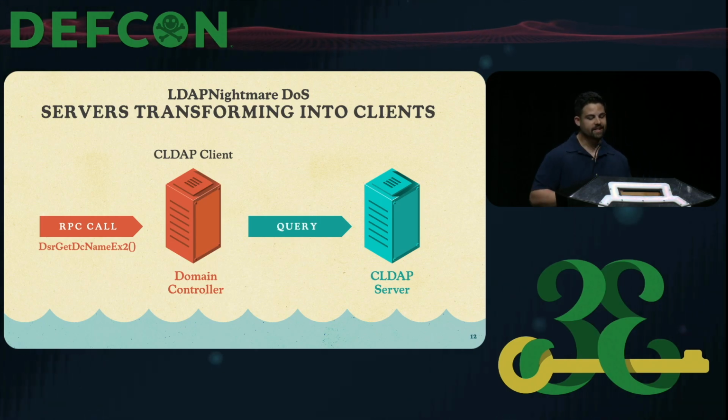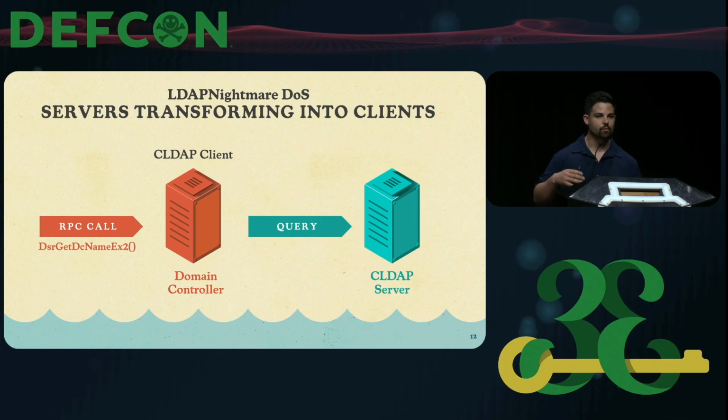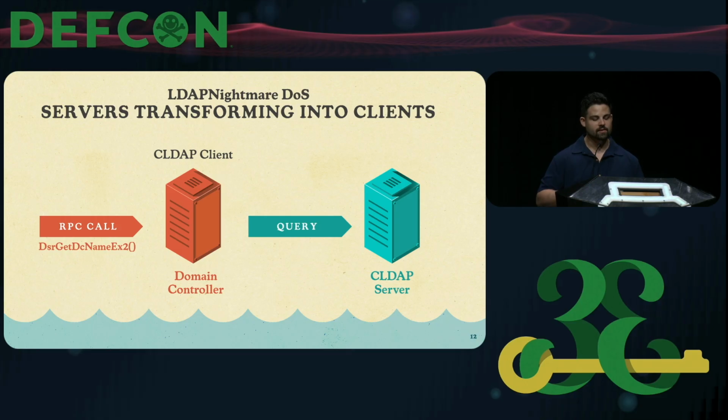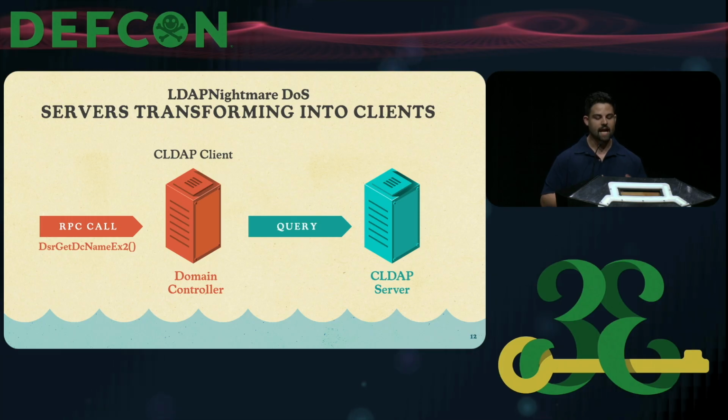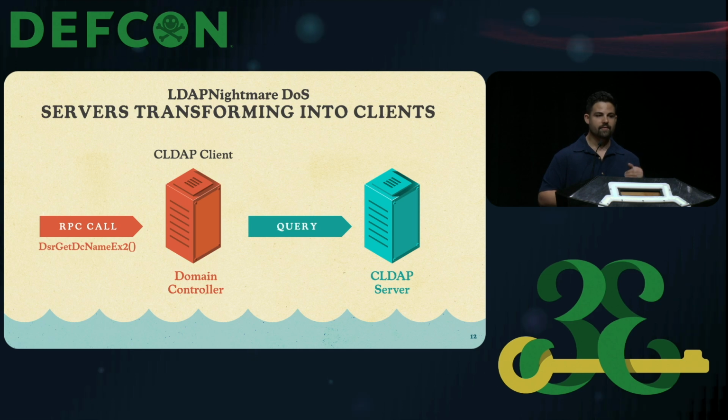Our research revealed that domain controllers can be turned into LDAP clients, or more specifically, CLDAP clients. Apparently, there's a specific RPC call named DSR get DC name EX2 that you can execute on domain controllers without needing to authenticate. Then this function, in order to retrieve the information that it needs, leads the domain controller to become a CLDAP client, and you can make it contact any CLDAP server that you want. Now, for clarification, CLDAP is just basically LDAP over UDP instead of LDAP over TCP.